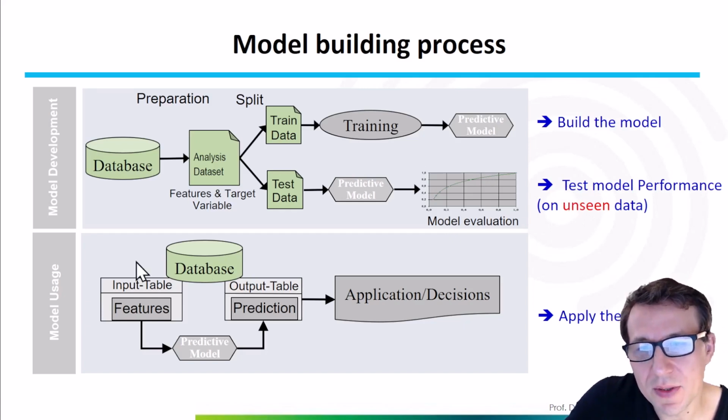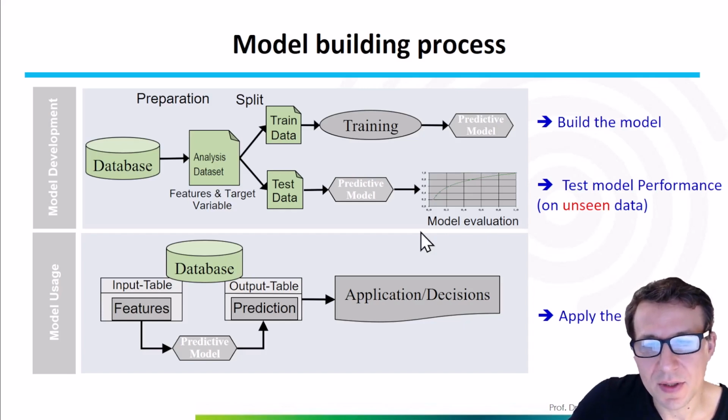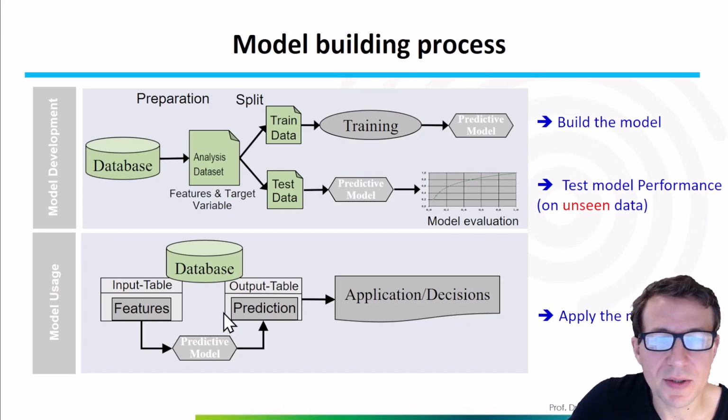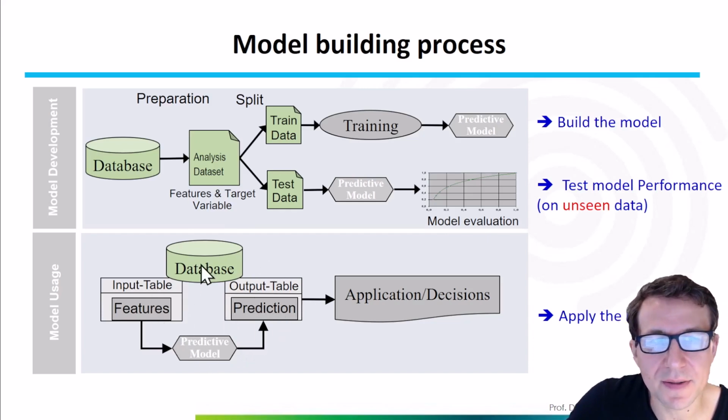So when you use the model in a production environment where you do not have the target variable, you only have the input features, and the model is used to compute some valuable predictions, the idea is that the accuracy the model will have in the application phase will be the same as you've seen here on the test data.